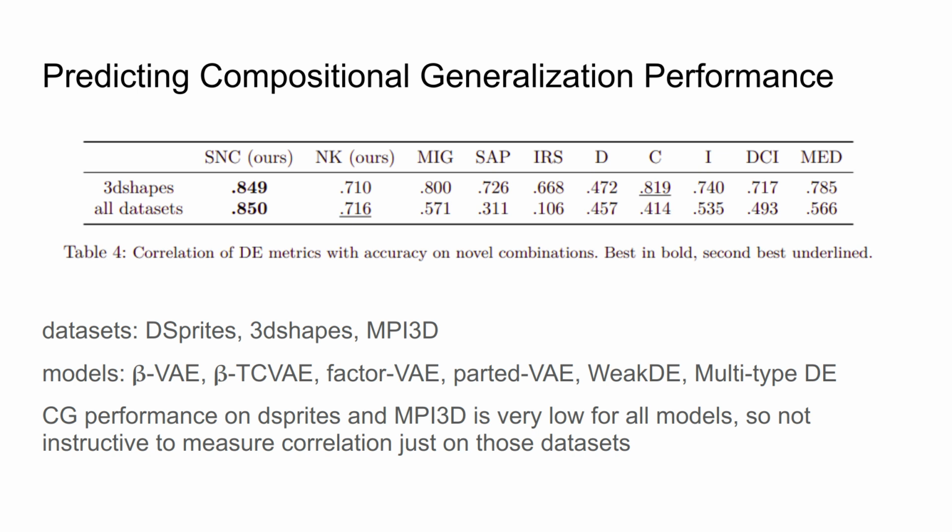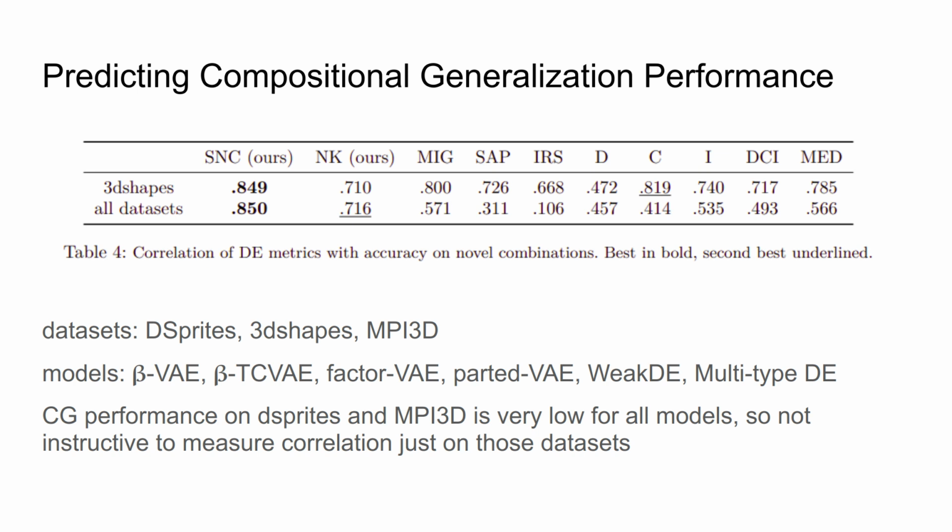The models, by the way, are beta-VAE, beta-TCVAE, FactorVAE, and PartedVAE. One calls itself WeakDE, and another one's multi-type disentanglement. There are 2 more recent ones. All the details are in the paper. You can follow these names. And the data sets are dSprites, 3D Shapes, and MPI3D.